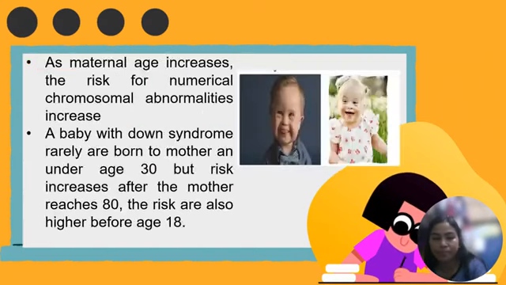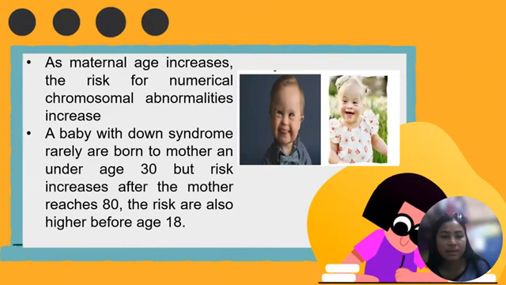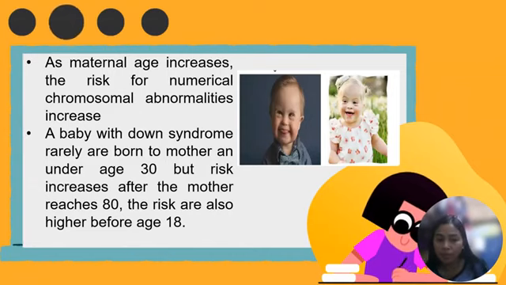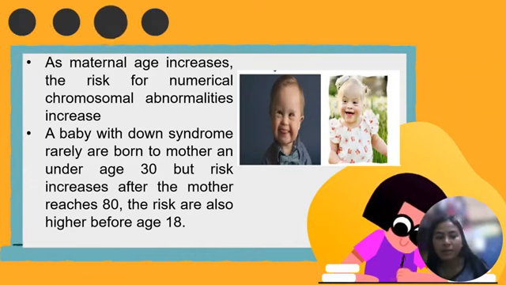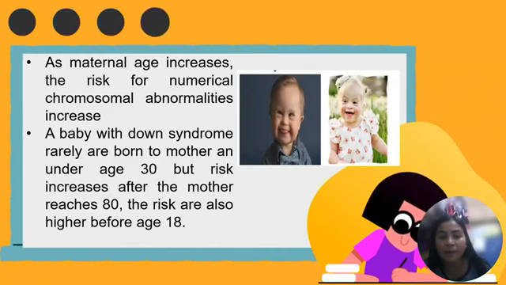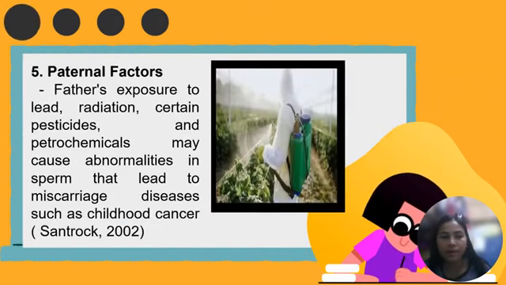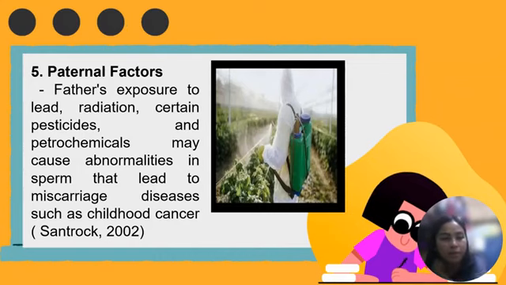Next, as maternal age increases, the risk for numerical chromosomal abnormalities increases. A baby with Down syndrome is rarely born to a mother under age 30, but the risk increases after the mother reaches 40. The risks are also higher before age 18. So as a result, the baby will have abnormalities, physical abnormalities. The next is the paternal factors.